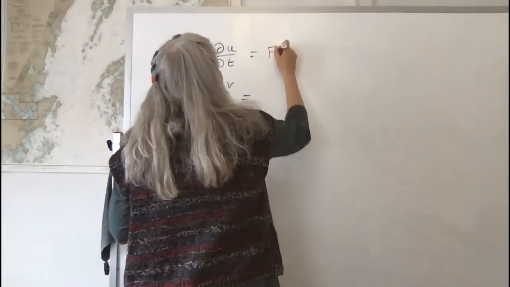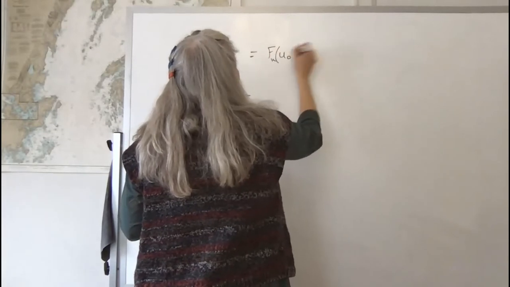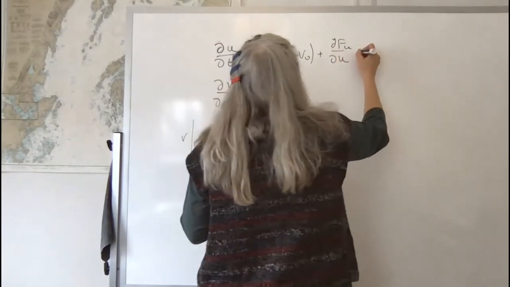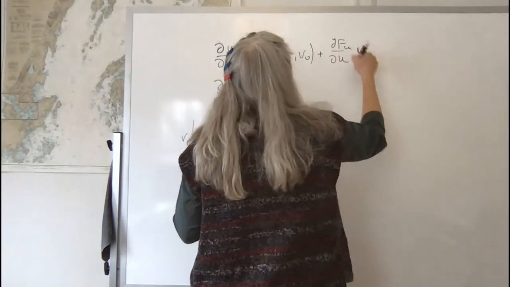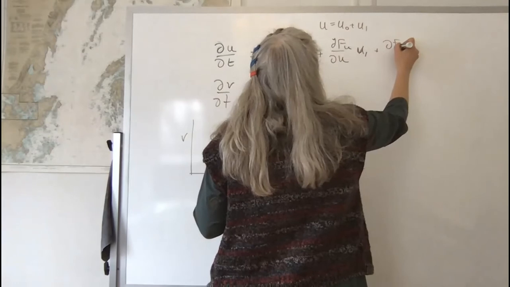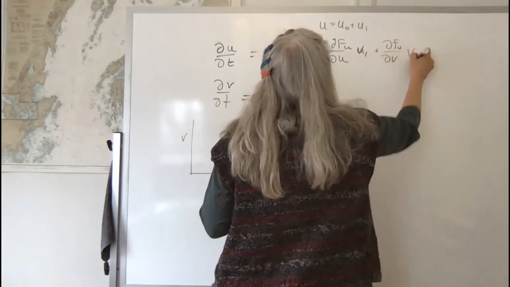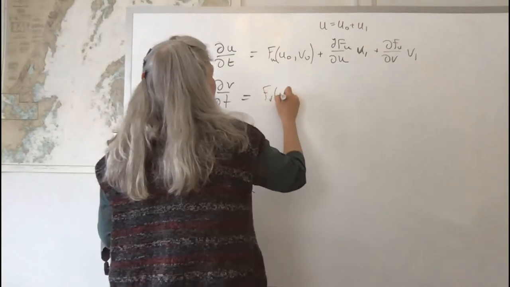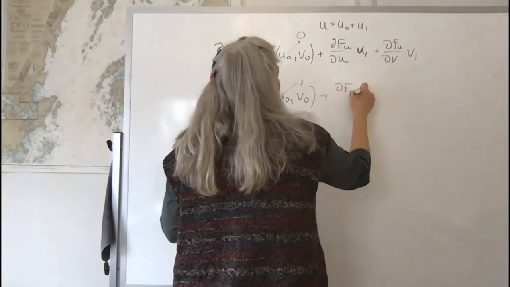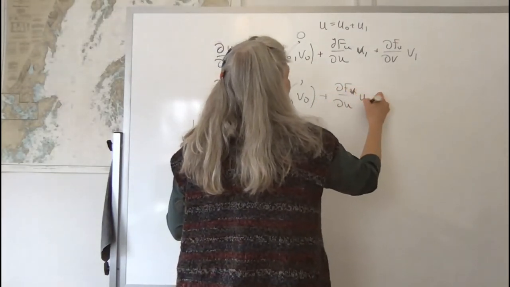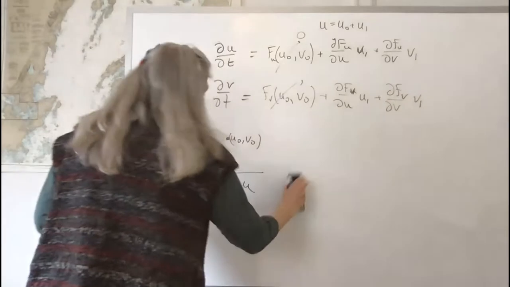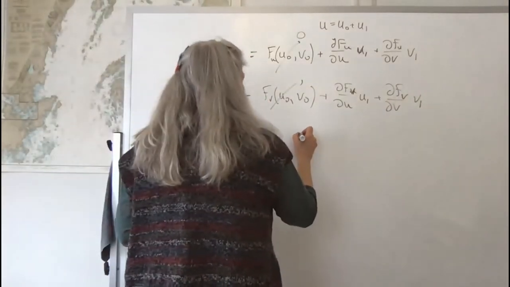So then this is f of u0, v is fu of u0 plus d fu du times u1, where u is equal to u0 plus u1 plus df u dv times v1, and the same thing here. Because it's a fixed point, these two guys go away. And this is v, v1 plus df v dv v1. And now we can rewrite this whole equation to look like this.